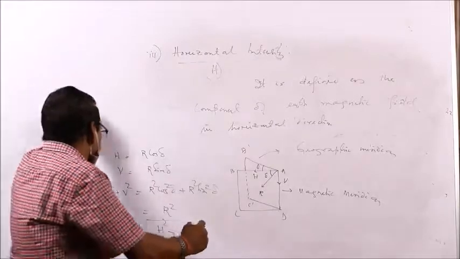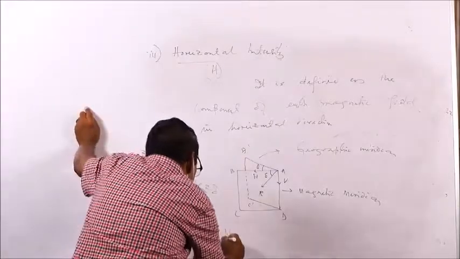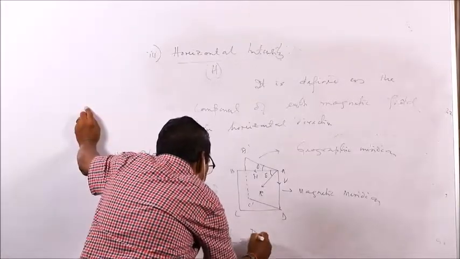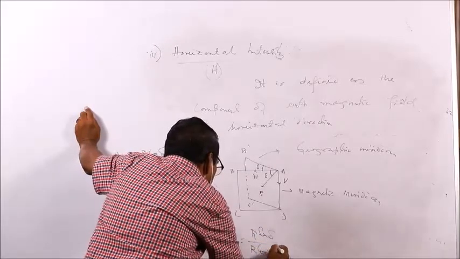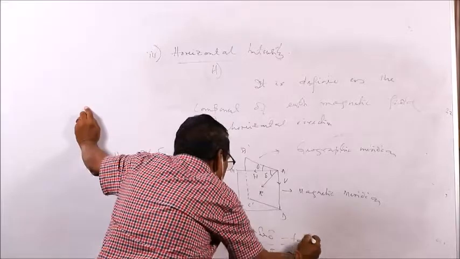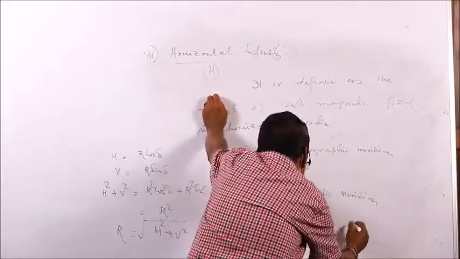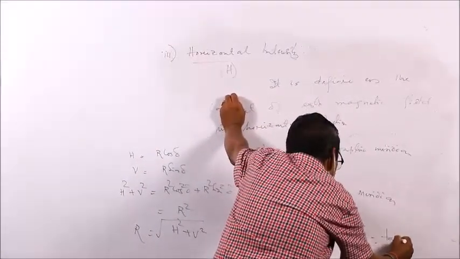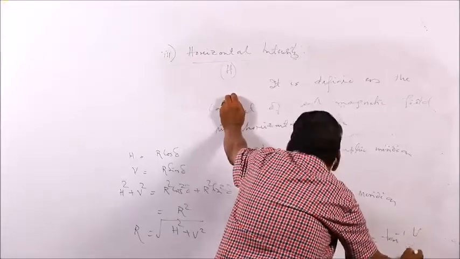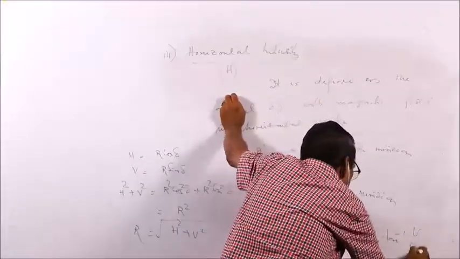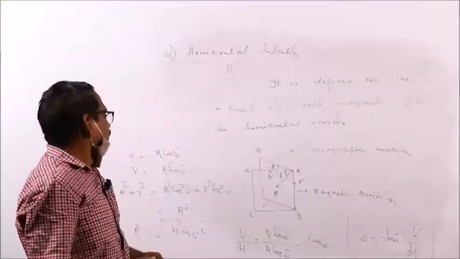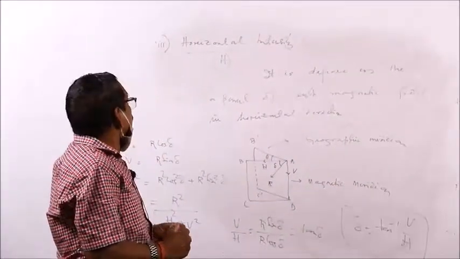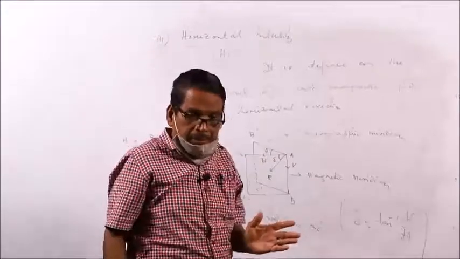Similarly, if we divide V by H, R sin delta by R cos delta, that is equal to tan delta, or delta is equal to tan inverse of V by H. That is the dip angle. So this is all about your earth magnetism.